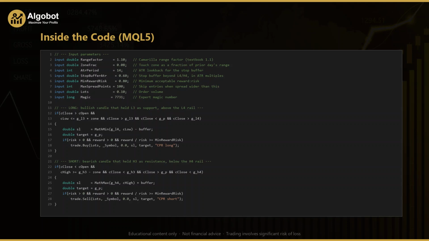The short block directly below is the mirror image. It checks for a bearish candle, where the close is less than the open, whose high pushed up into the H3 zone but closed back below it, with the close above the central pivot and below the H4 rail. When those align and the reward to risk check passes, the code calls trade.sell, with the stop loss placed above H4 and the same central pivot as the target. Two clean, symmetrical blocks, one for support holding, one for resistance holding.